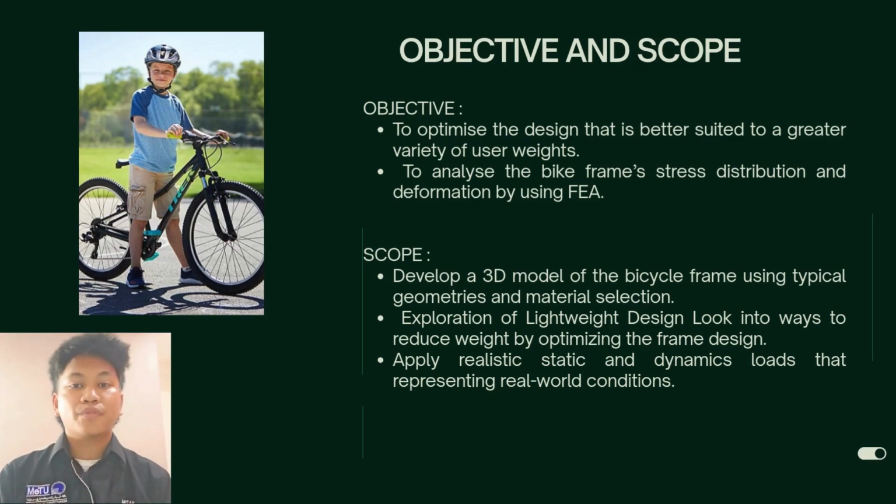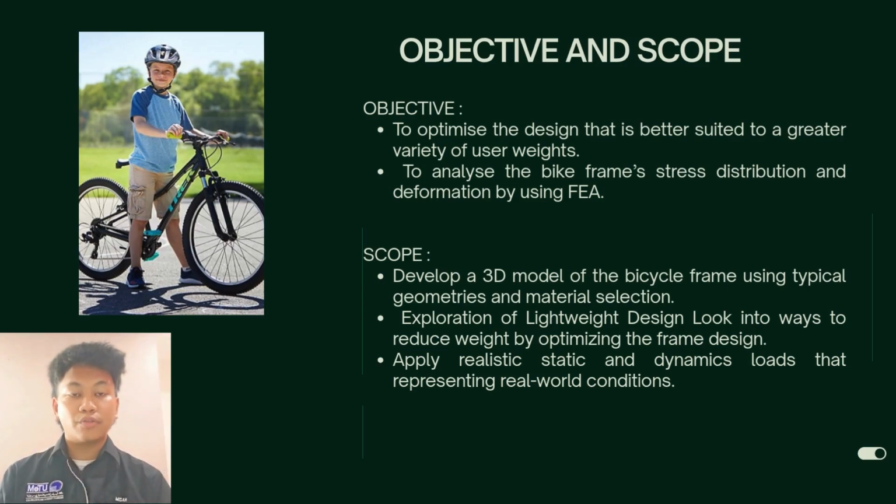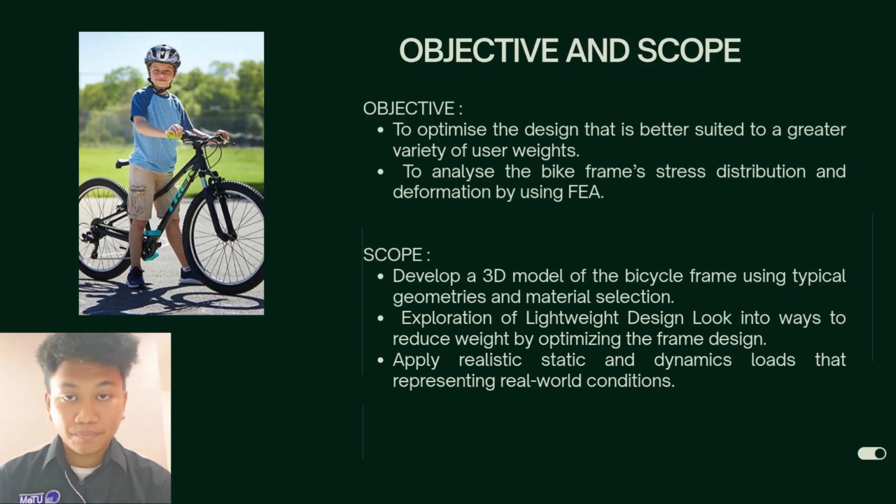So our project has two primary objectives. First, we aim to optimize the bicycle frame design to ensure it performs well across a broader spectrum of user weights. Second, we'll use finite element analysis (FEA) to study how stress is distributed across the frame and how it deforms under load. This insight will guide us toward a more robust and versatile design.